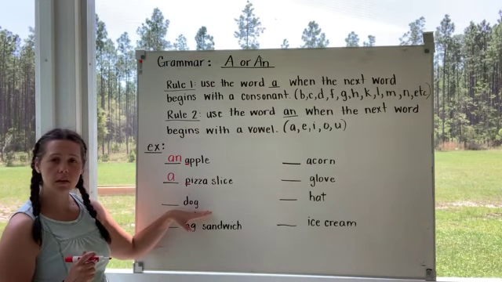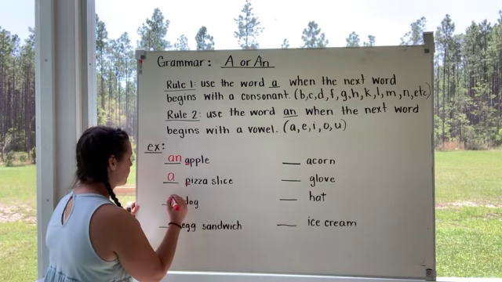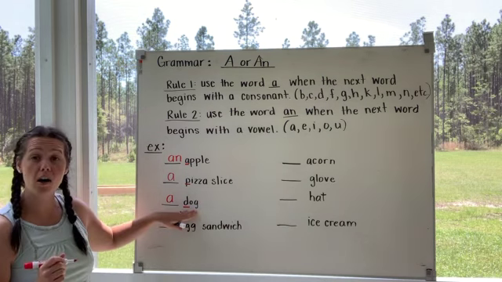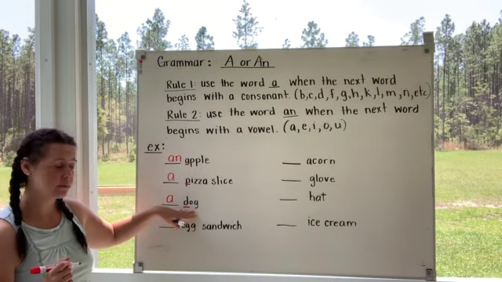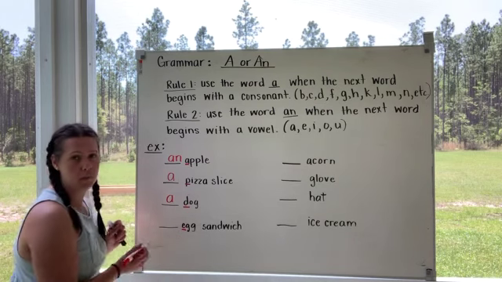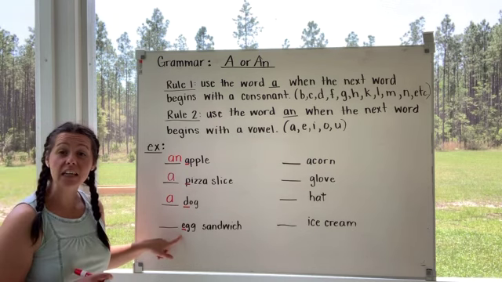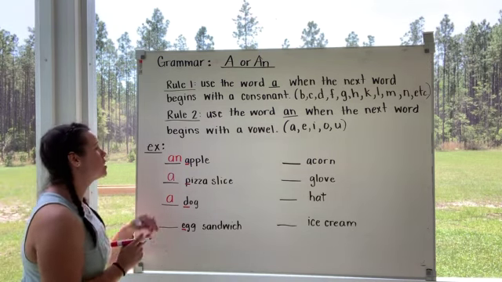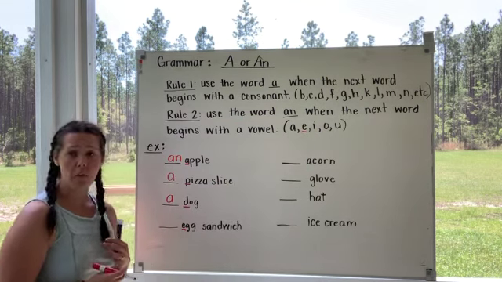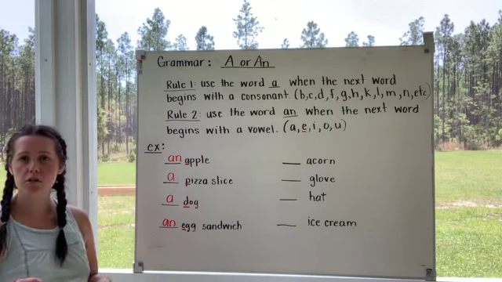Blank dog. What do you think? If you said a, you are correct because the first letter in the word dog is a consonant, the letter D. The next set of words is egg sandwich. Egg begins with the letter E, and so I'm going to use rule 2 because E is a vowel. So this is going to be an egg sandwich.